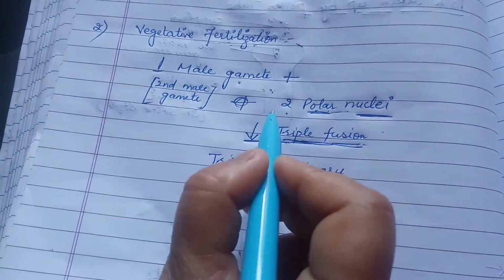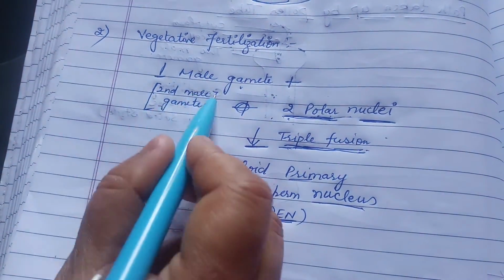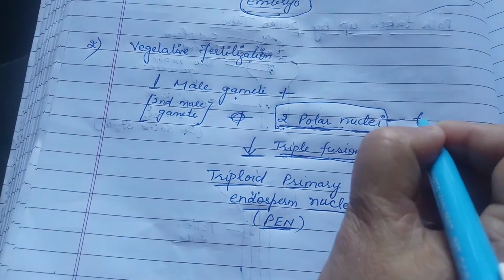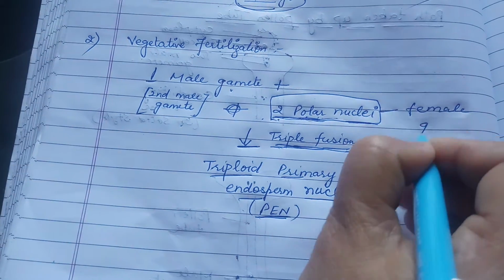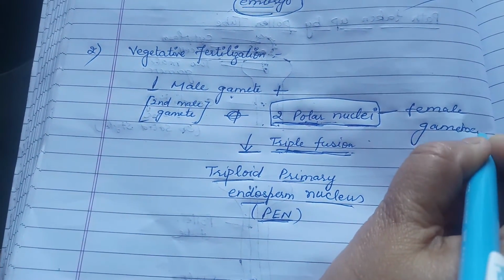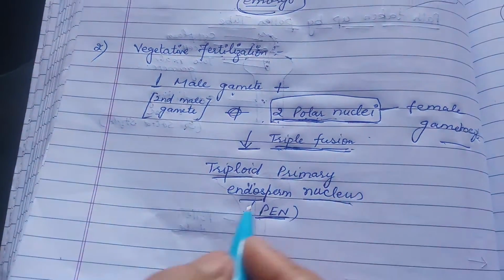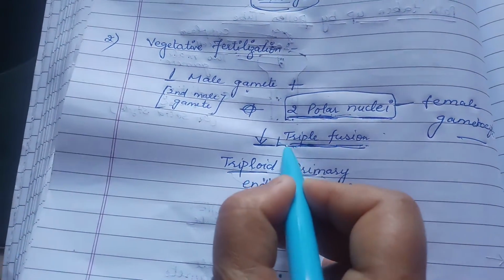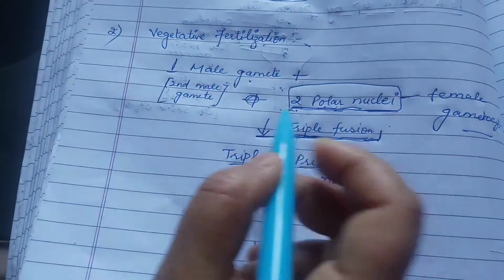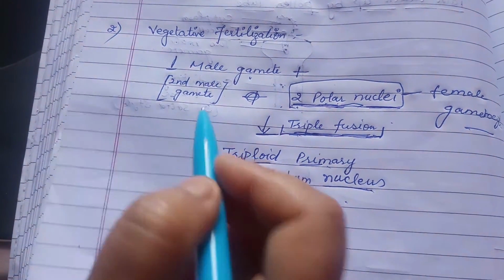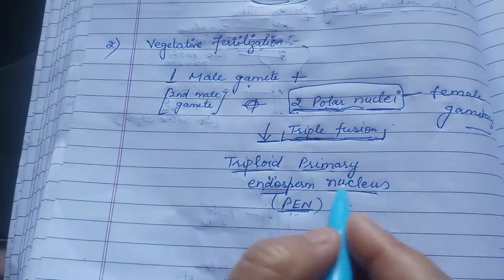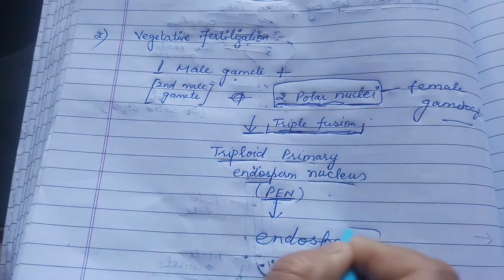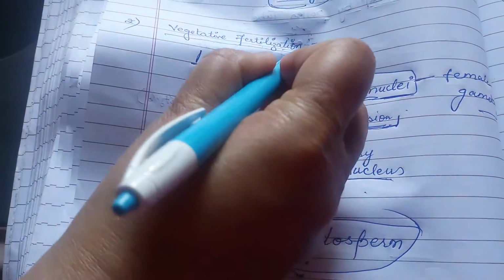The reason is that two polar nuclei and one male gamete fuse. These polar nuclei are mainly formed in the embryo sac of the female gametophyte, which we have already discussed in the previous lecture. Now this triploid primary endosperm nucleus is formed as a result of triple fusion, because two polar nuclei and one male gamete fuse and later give rise to the nutritive tissue known as the endosperm. This endosperm is formed by the completion of vegetative fertilization.